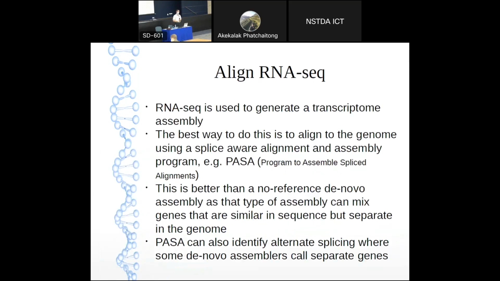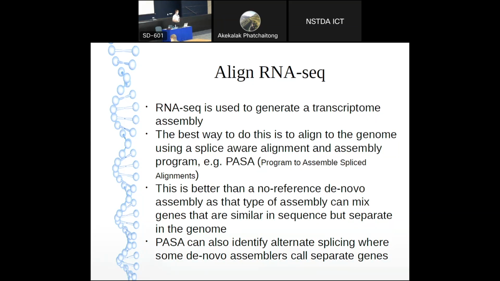So we use RNA-seq to generate a transcriptome assembly, and the best way to do this is to align the sequence to the genome using a splice-aware alignment and assembly program. And in my lab, we use PASA for this. So this type of assembly is better than a no-reference de novo assembly, because that type of assembly can mix genes that are similar in sequence, but separated in the genome. So proteins tend to have a lot of similarity between their physical structures, and this can cause a lot of problems in a no-reference de novo transcriptome assembly.